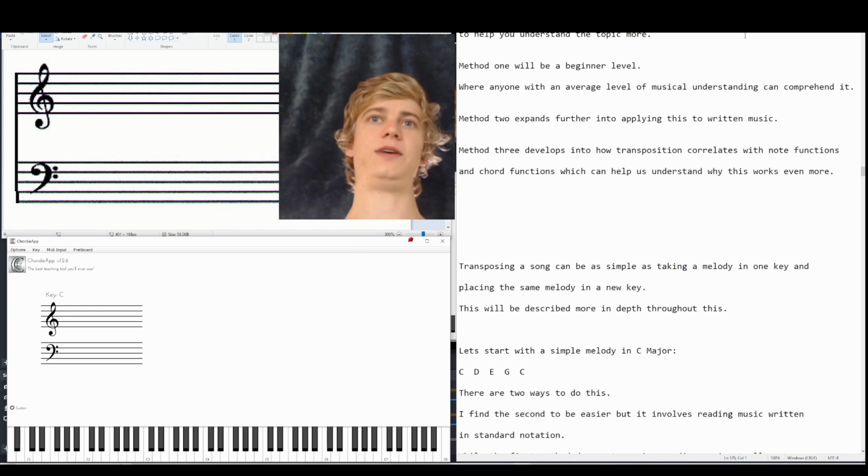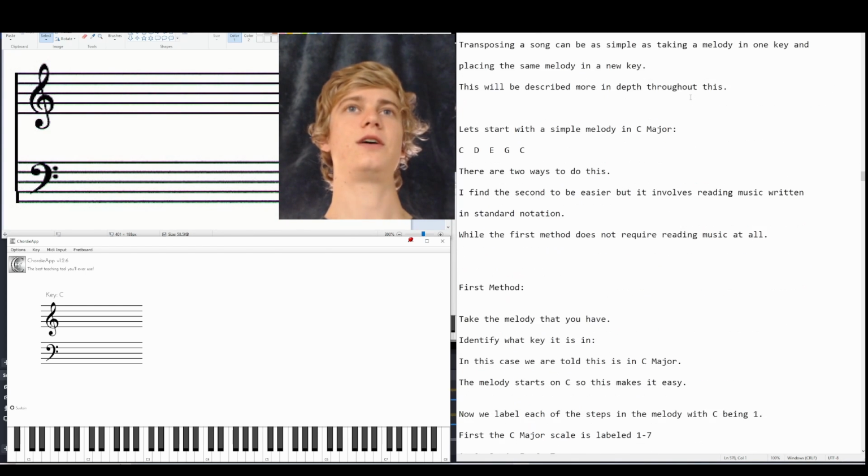Transposing a song can be as simple as taking a melody that is in one key and placing the same melody in a new key. This will be described more in depth throughout this video, but you'll probably see that this is easier and simpler than you probably expect it to be.